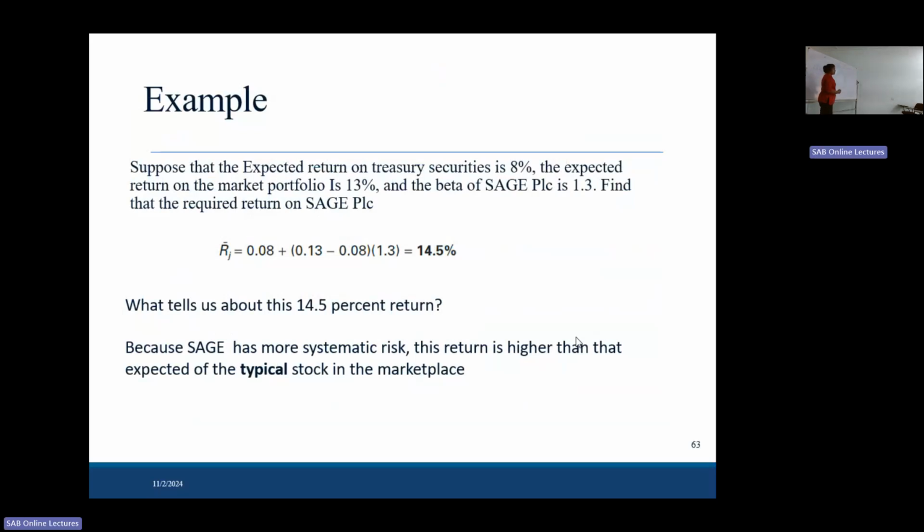Now look at this one. Market portfolio return is 13%. The Sage PLC investors' required rate of return is 14.5, greater than even the market. Why?